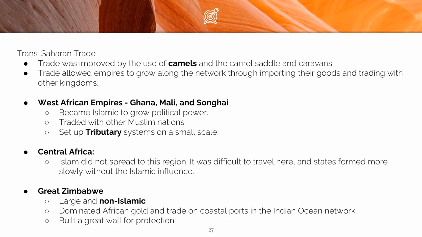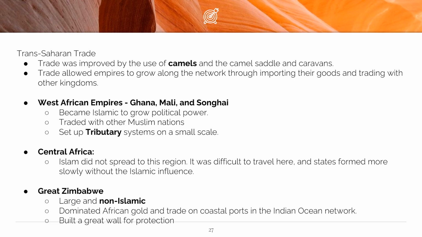By way of the trade network, trade was improved by the use of the camel and camel saddles and caravans. Trade allowed these empires to prosper along this network through importing their own goods and trading with other kingdoms. Because of that, we see three really, really powerful empires emerge, and those were going to be Ghana, Mali, and Songhai.